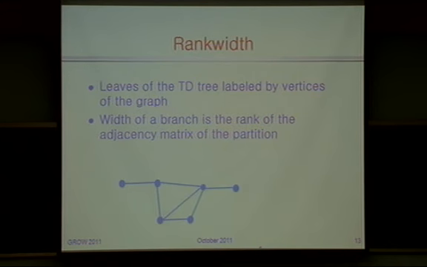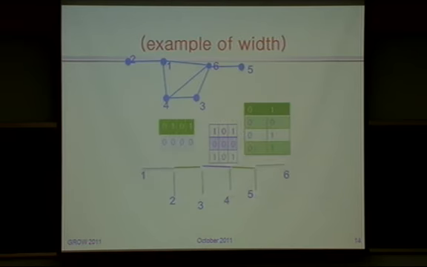So leaves of the decomposition tree are labeled by vertices of the graph, and the width of the branch is the rank of the adjacency matrix of the partition. Here's a quick example. And what do we see here? The graph that I showed you before has 6 vertices, and the tree decomposition of this is as shown below, and for the first non-trivial branches, there are 3.